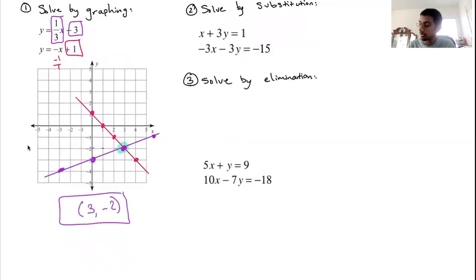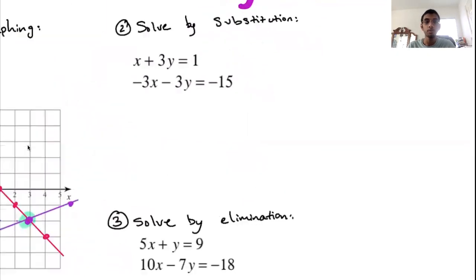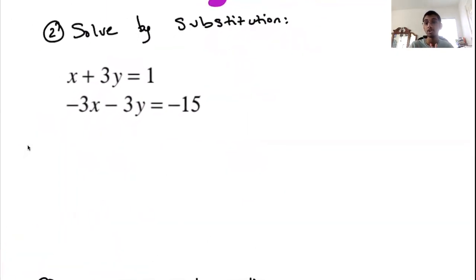Here we go. Okay, so let's solve this by substitution. When we're solving by substitution, we have to remember we're trying to get one variable isolated onto one side so we could plug it into the other equation. By looking at this, I could see that the first equation that they give me is easier to isolate.